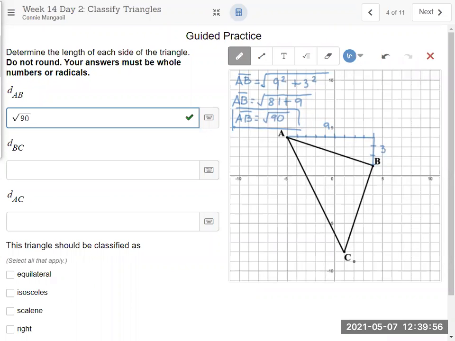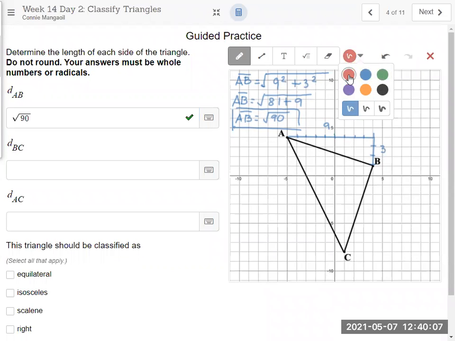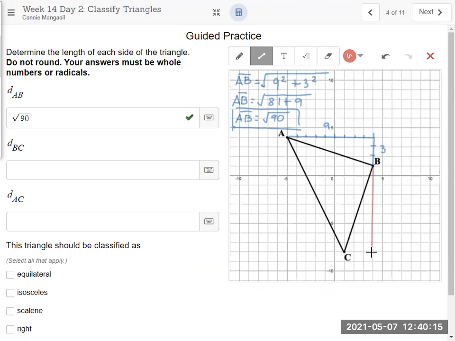All right. Now let's look at BC. This is your B and your C. So again, using BC as your hypotenuse, we'll draw our right triangle. And then we count again. So that's 1, 2, 3, 4, 5, 6, 7, 8, 9. That's 9 units. And then vertically this is 1, 2, 3 units.